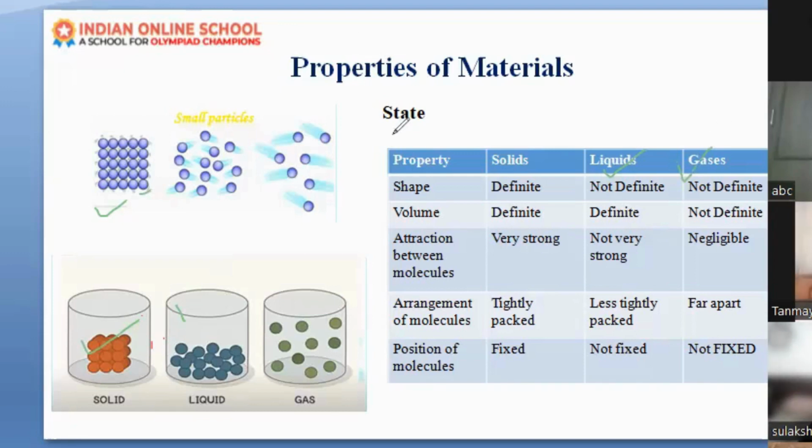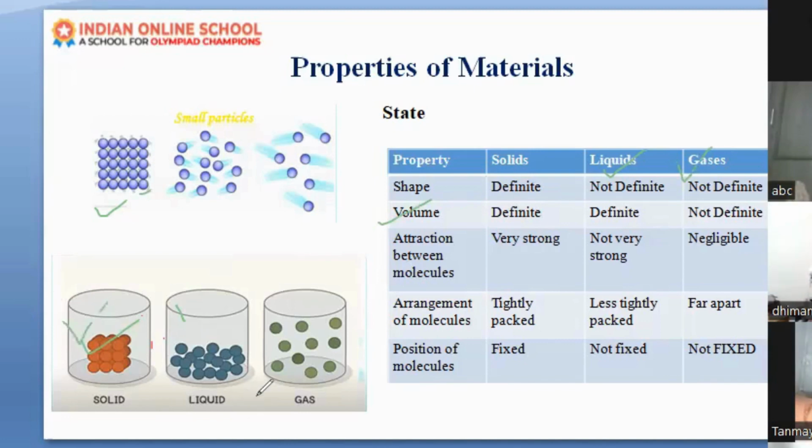Now let's move ahead with the volume. I told you one word for the volume. What is it? Space. Now let's talk about the solid. Solid says, "Everything of mine is definite." How much shape am I taking? Only this much. You change my container, but still I will take only this much shape. So my space is also definite. My volume is also definite. Please remember the word space for the volume.